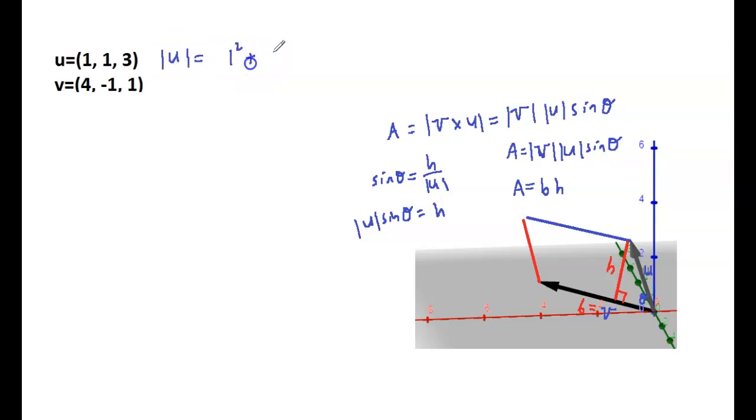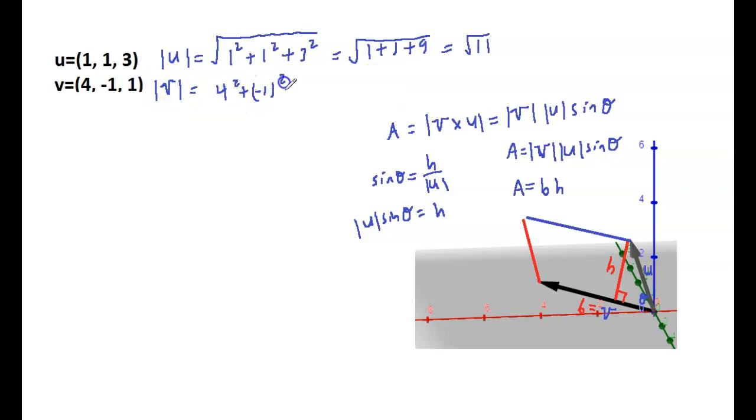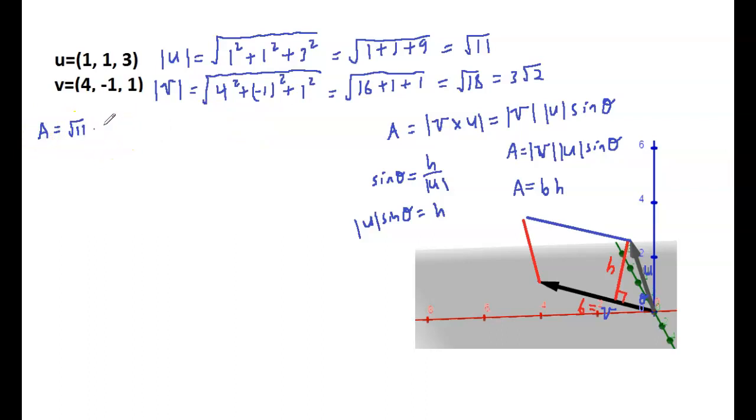Notice I can find the magnitude of each individual vector, so the magnitude of u would be 1 squared plus 1 squared plus 3 squared square rooted, which gives us the square root of 11, and the magnitude of v, which would be 4 squared plus negative 1 squared plus 1 squared square rooted, so that's 16 plus 1 plus 1 rooted, and that's the square root of 18, which can be reduced to 3 root 2. Plugging this into our area formula, we would get square root of 11 times 3 square root 2 times sine theta. You can simplify that, but you can't find the answer since you don't know sine theta. So we will have to find the cross product.